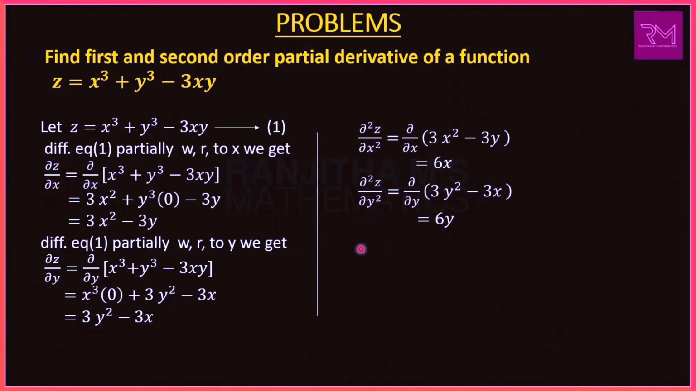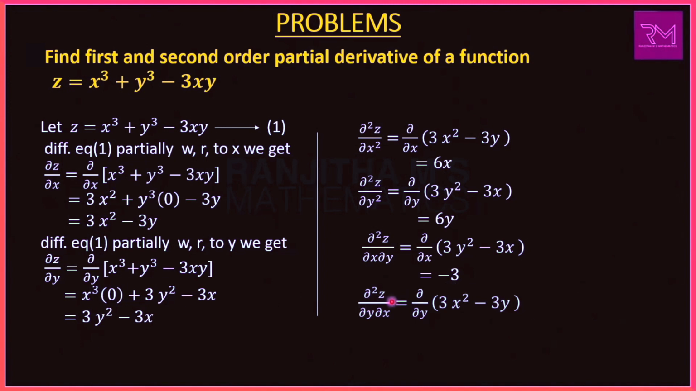Also we have to find del square z by del x del y and del square z by del y del x. For that, first find del square z by del x del y as del by del x, take as it is, into del z by del y. We have to substitute the del z by del y value first. Here del z by del y value is 3y square minus 3x. Hence we have to differentiate this term with respect to x. We get this function is 0, minus here differentiation of 3x is 3 itself. Hence we get del square z by del x del y value as minus 3.